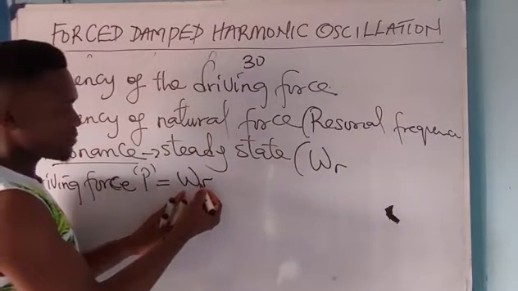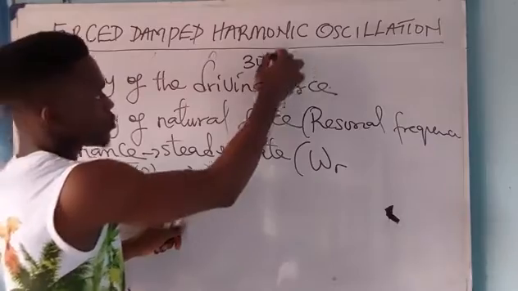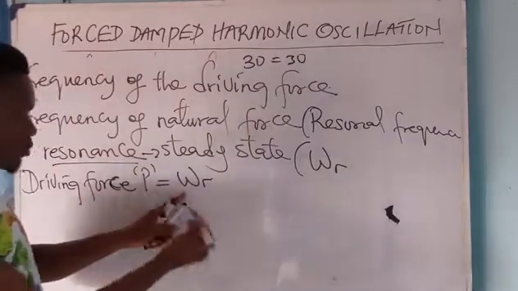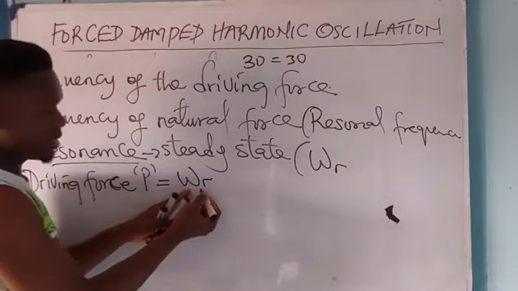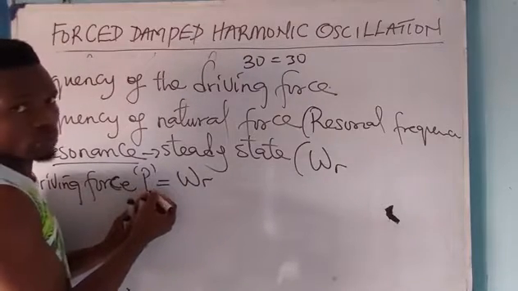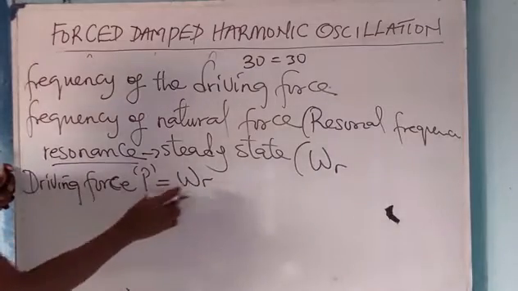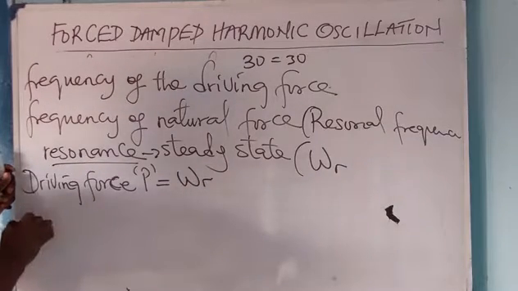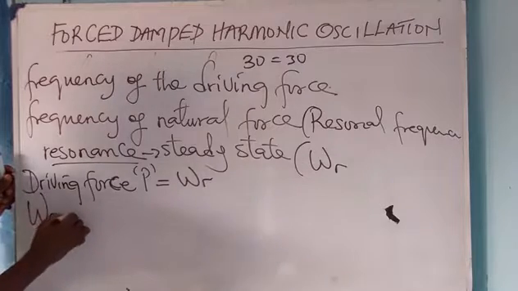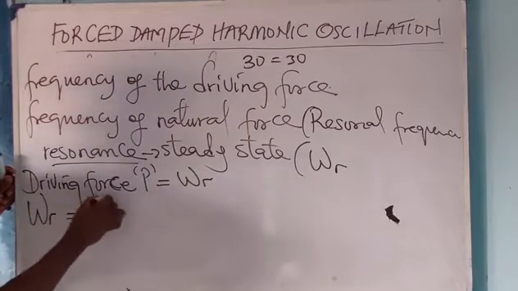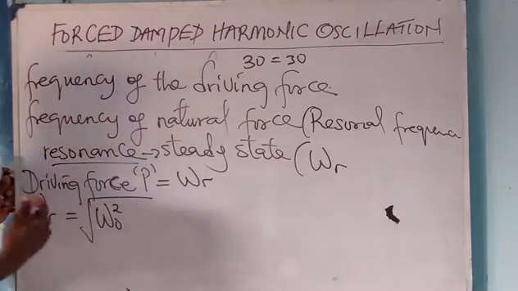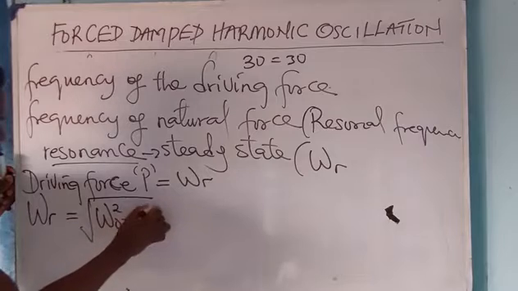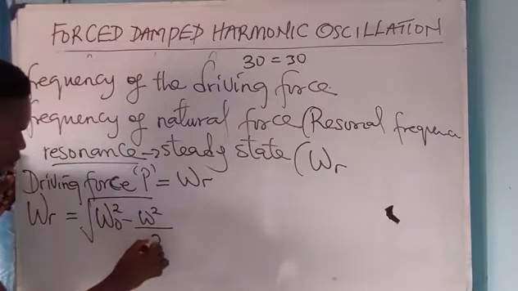If the resonance frequency is 30, it means that the driving force is also 30. Now, what is the formula of resonance frequency? Resonance frequency is given as the square root of the natural frequency squared minus W squared over 2.